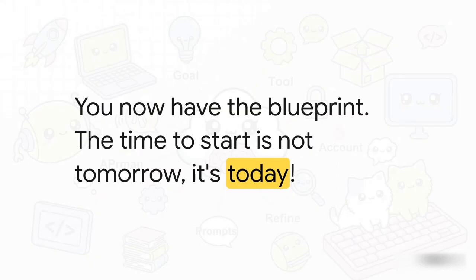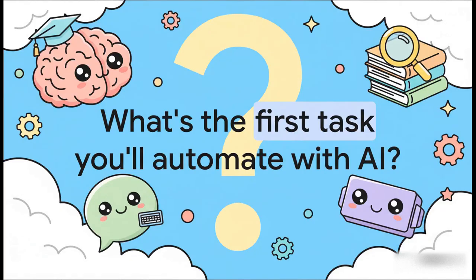You now have the exact plan to go from feeling lost to feeling in control. The time to get started isn't next week or tomorrow, it's today. Just pick that one goal and take that very first step. So I'll leave you with this final thought. Take a look at your own to-do list for this week. What is the one task that you're going to tackle with your new AI assistant?